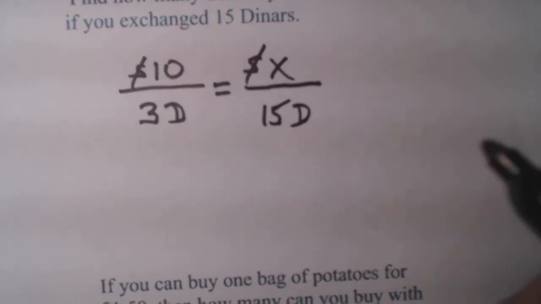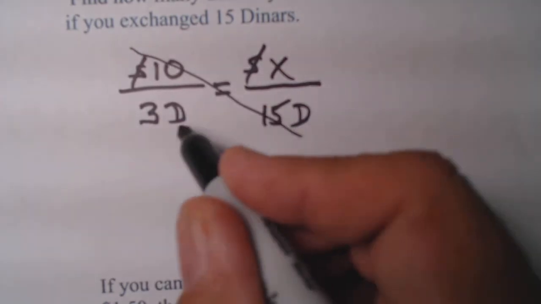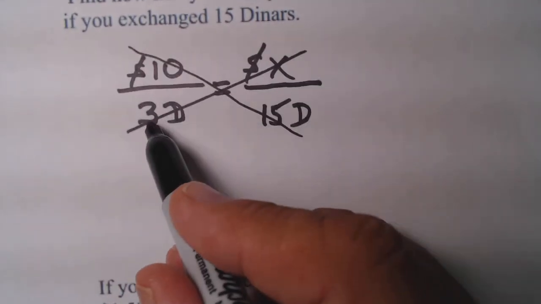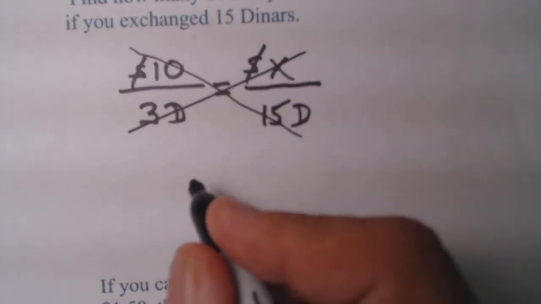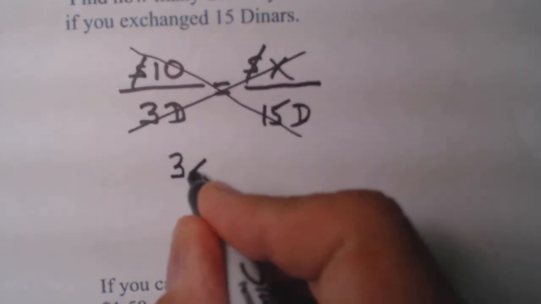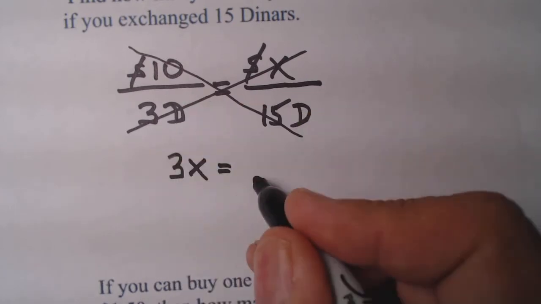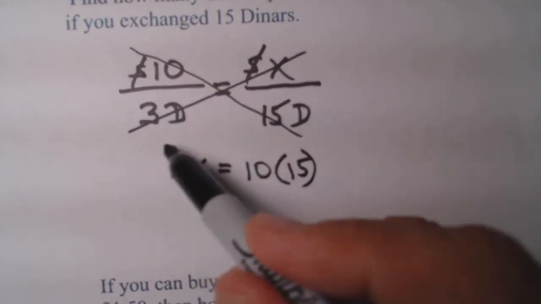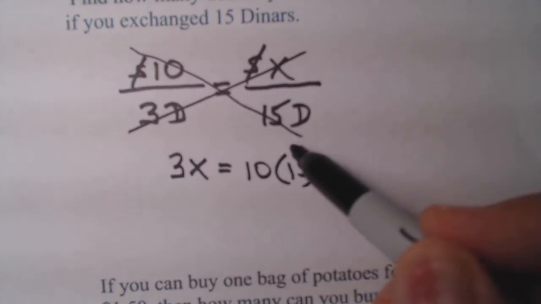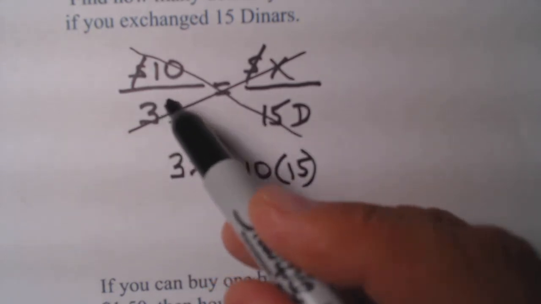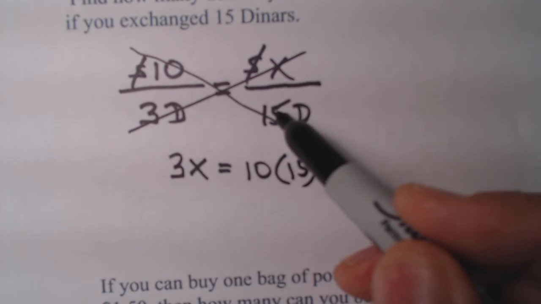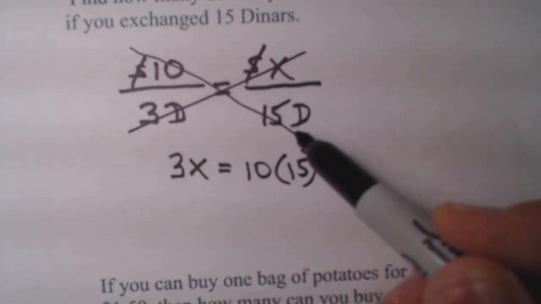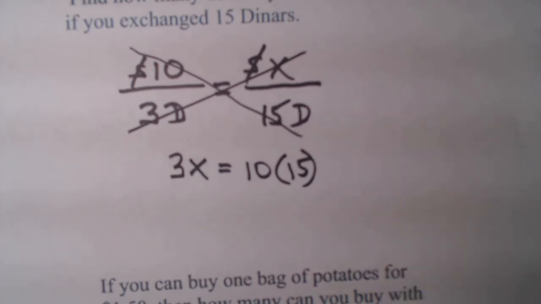Okay, well now, let's do the means and extremes. We're solving for x, so I'll take this arm first. You can take either arm. 3 times x equals 10 times 15. Now remember, this little means and extremes trick only works when you have a single fraction on both sides. And what it really does is it clears out and gets you to a common denominator. It just does it a lot quicker.